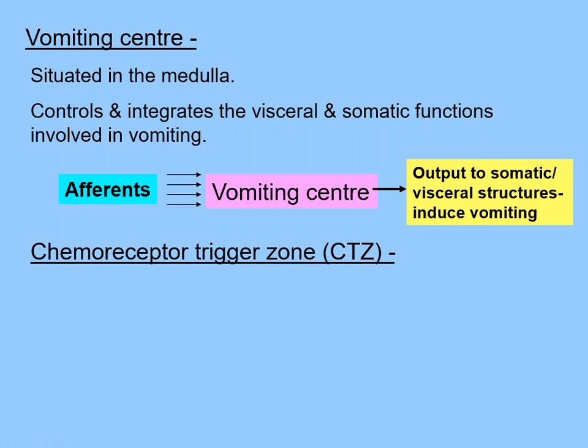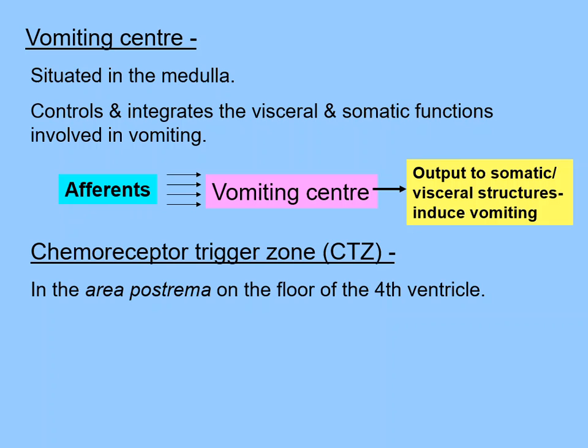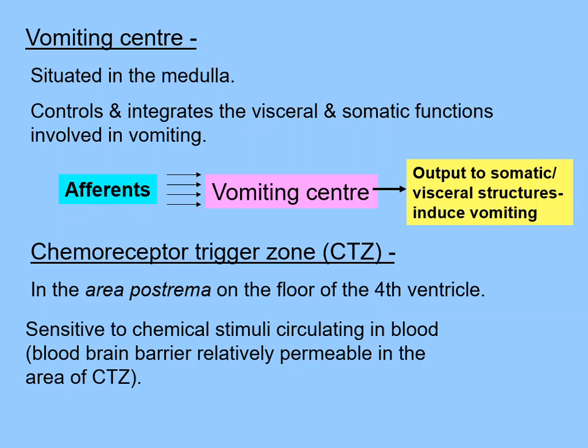Then the chemoreceptor trigger zone, CTZ, is situated in the area postrema on the floor of the fourth ventricle. It is sensitive to chemical stimuli circulating in the blood. The blood-brain barrier is relatively permeable in the area of the chemoreceptor trigger zone. It is also concerned in the mediation of motion sickness.